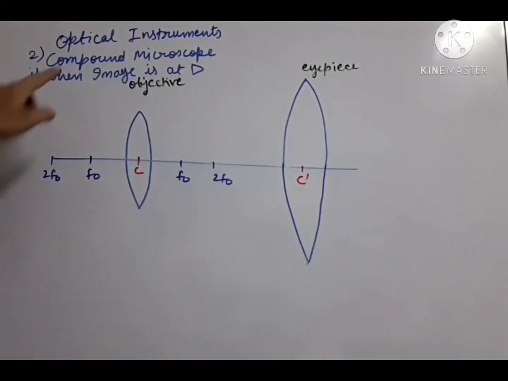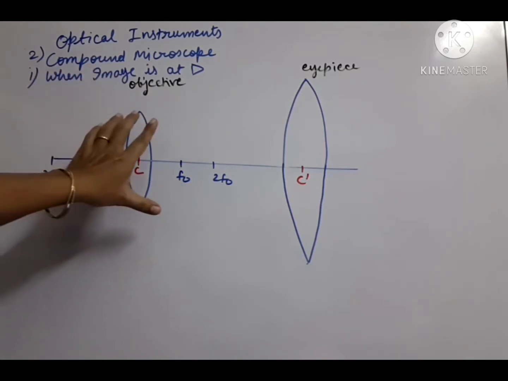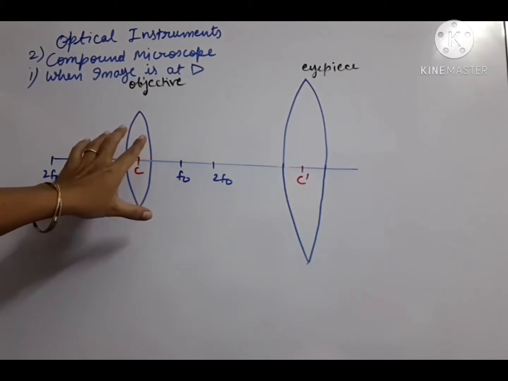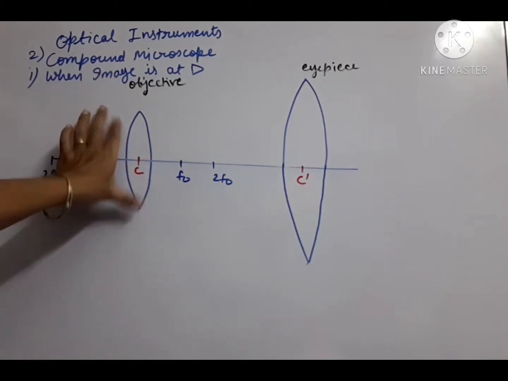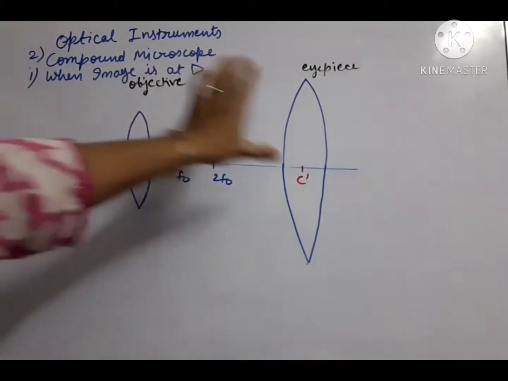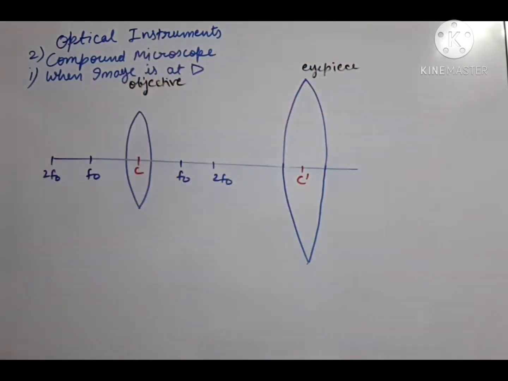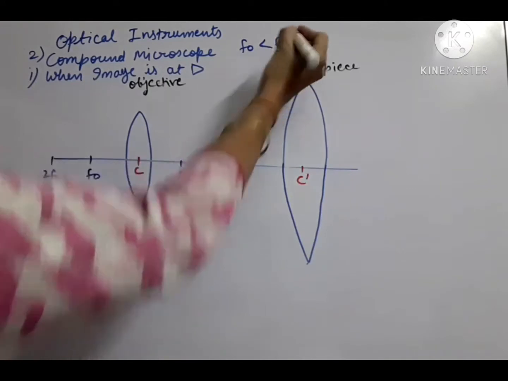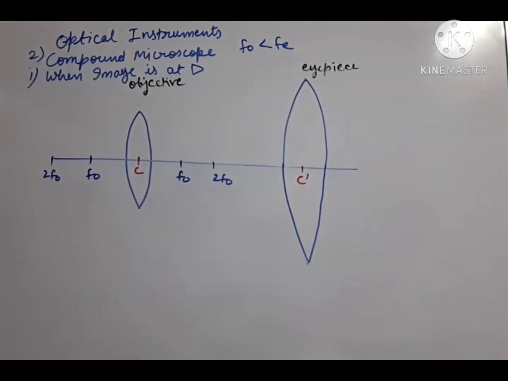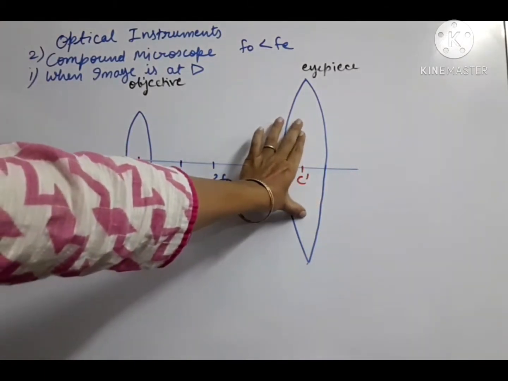Okay students, now in compound microscope, in this first case image is at d, let us draw the ray diagram. As I have told you before, in a compound microscope two lenses will be used. The first lens is known as the objective lens and the second lens is known as the eyepiece lens. Now the condition in the compound microscope is that FO should be less than FE. The focal length of the objective lens should be less than that of the eyepiece lens. It should also have a greater aperture.